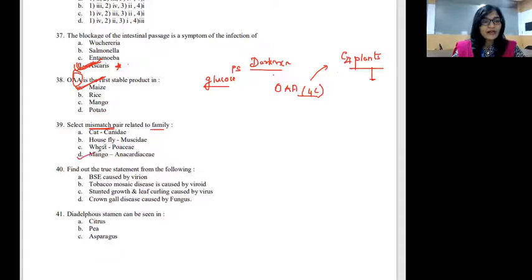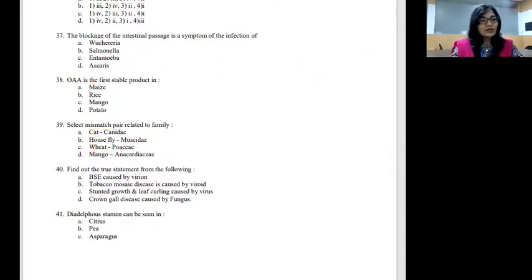Okay, select the mismatched pair related to the family. Let's see. Mango is Anacardiaceae, right? Wheat is Poaceae, correct. Housefly is Muscidae, correct. Cat is Canidae, no, they are Felidae. So they asked for the wrong one, so you have to choose option A.